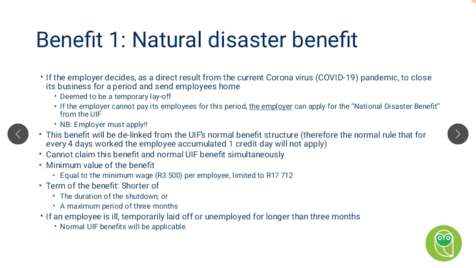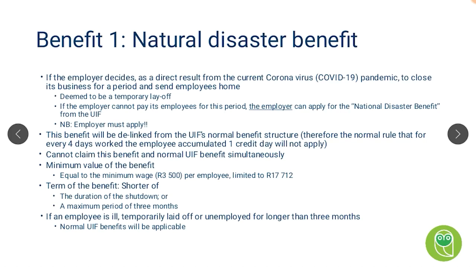It's delinked from the normal UIF benefits. So normally per the UIF structure, there's 1 credit for every 4 days worked. But that is not applicable here. So this works differently, but you cannot claim this benefit over and above the normal UIF benefit. So the 2 can't be claimed simultaneously, and I think that makes sense. It's only fair. The minimum value of the benefit is 3,500 Rand.